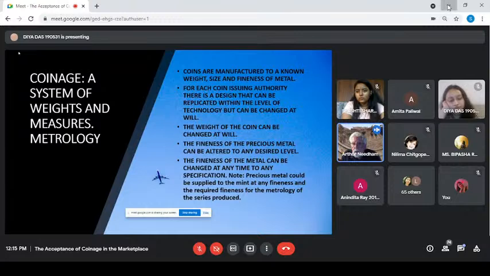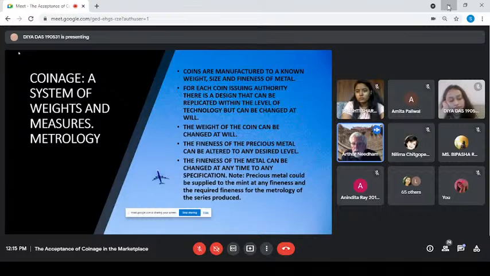For each coin issuing authority, there is a design that can be replicated within the level of technology, but can be changed at any time. Now, notice I've used the term there, coin issuing authority. Obviously, not everyone could issue coins. You had to be a ruler or a leader to be able to issue coins. And one of the first things a ruler did after coins were invented was to put their hand up and say, I'm ruler, I'm issuing coins. They're my coins.